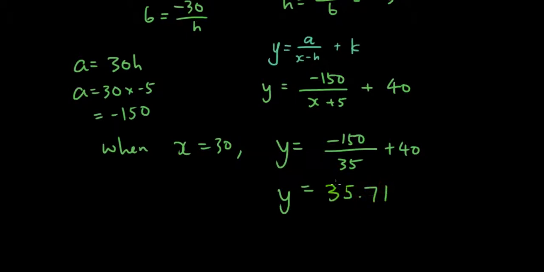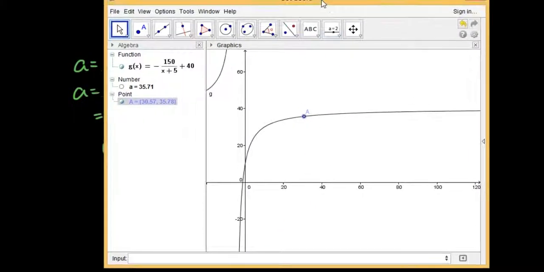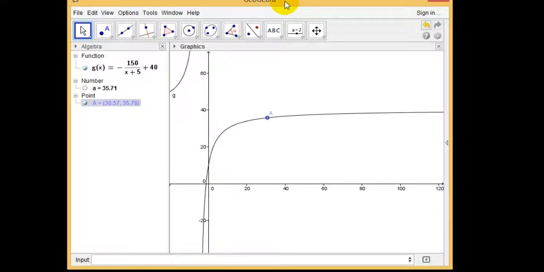Okay, and if you're interested in plotting this graph in the GeoGebra, I've already done that for you guys. So you can see here, this is our equation, negative 150 over x plus 5 plus 40. And you can see here, this is our line, and originally it is at 10 grams at birth when x is 0, and eventually the line just gets closer and closer to 40 on the y-axis.